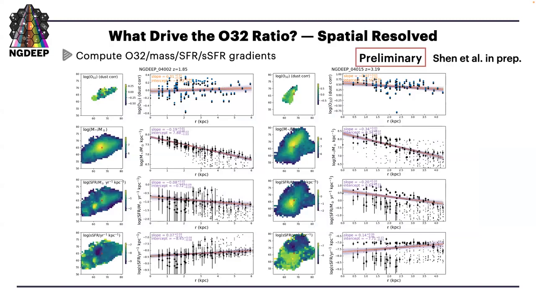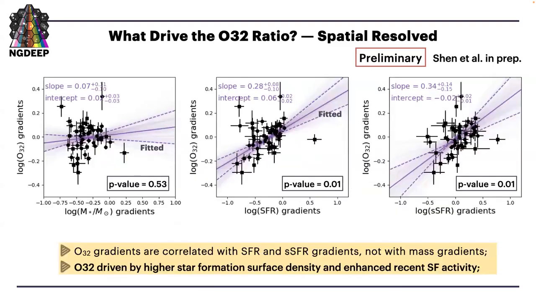And what we also did is compute the gradient of these properties. The gradient, for example the O32 gradient, is the O32 ratio as a function of distance to the galaxy center. The galaxy center here is defined as the baryon center. And what we plot here is the O32 ratio gradient as a function of stellar mass gradient, star formation rate gradient, and specific star formation rate gradient.